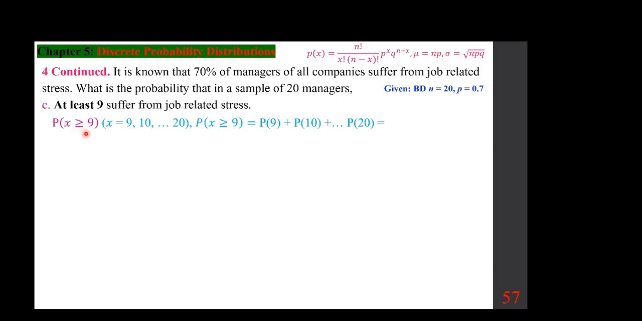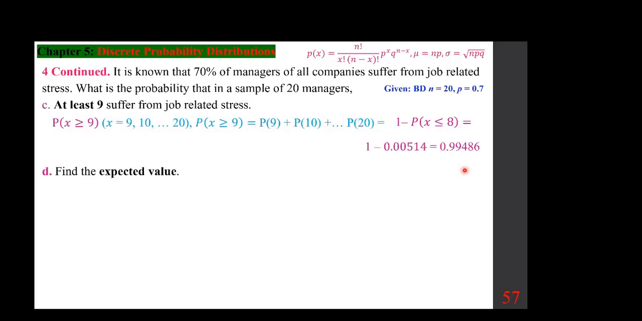Probability of X larger than or equal to 9 means probability of X equals 9, 10, all the way to N. N happens to be 20. So probability of 9 all the way to probability of 20. And we also know that it's 1 minus probability of X less than or equal to 8. And the good thing about this, we've already calculated this from the previous part. So 1 minus the previous part is the answer.